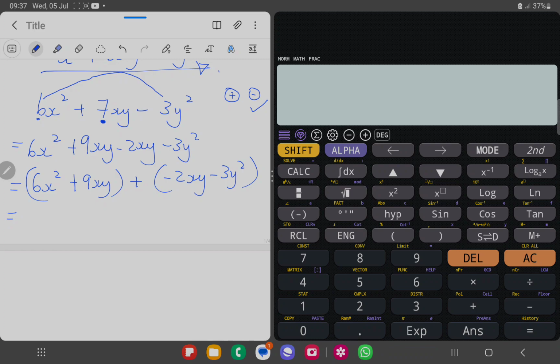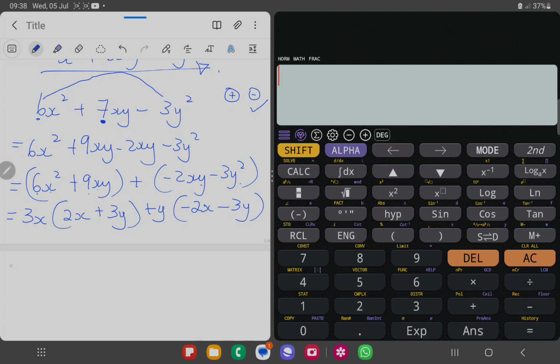Then from the first group, there's a common factor in 6 and in 9, and in x squared and in xy. So what is common here? It's 3x. Then 6x squared divided by 3x, the answer is 2x, plus 9xy divided by 3x, the answer is 3y. Plus, in the second group, we've got y and y squared, so y is the common factor. What is left? Negative 2xy divided by y is negative 2x. Then minus 3y squared divided by y is minus 3y.